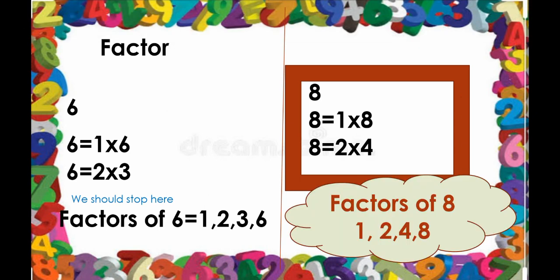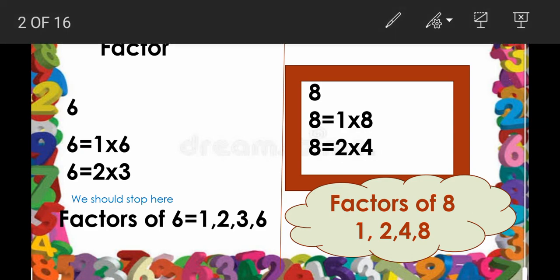Now, what can you say? Factors of 8 are 1, 2, 4 and 8. Clear? Factor. Easy only. Just write the number as a product of two numbers. All the possible ways you have to see. Okay. Now comes the next one.